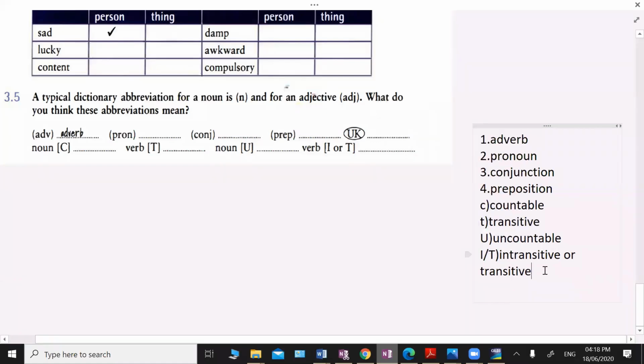Okay. Now there is another one. It's here, capital UK. There is another abbreviation. It says UK. So it can be United Kingdom. But here it means British English. When you see the letters UK, it means British English.